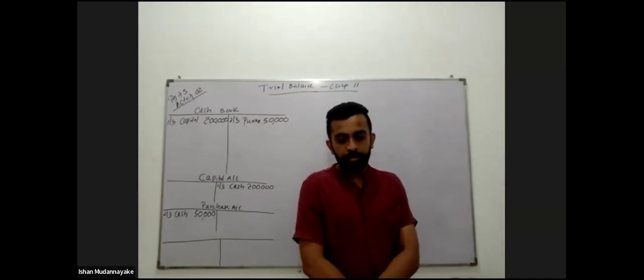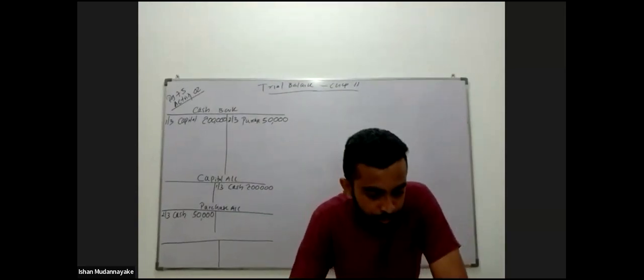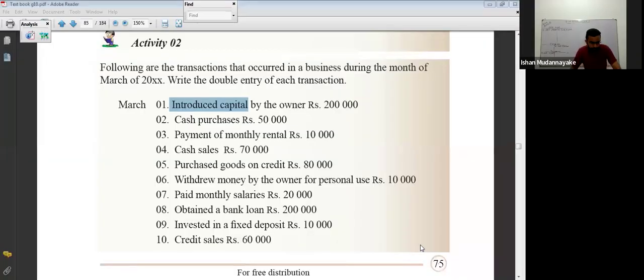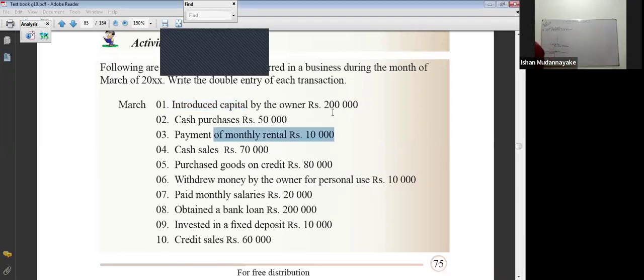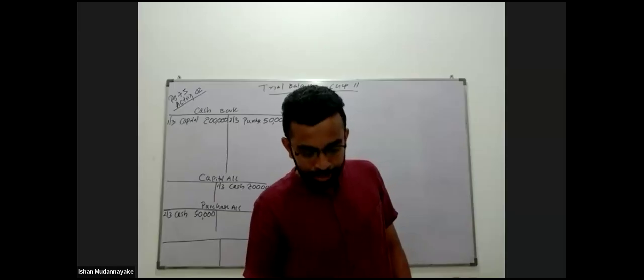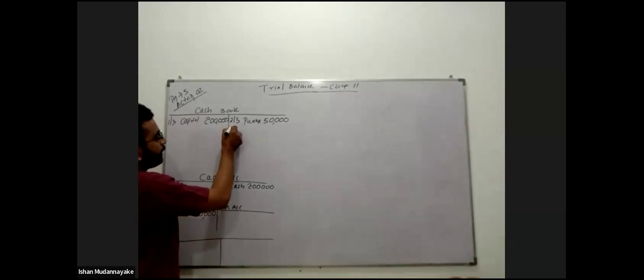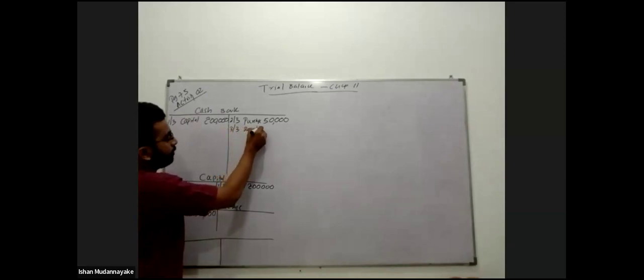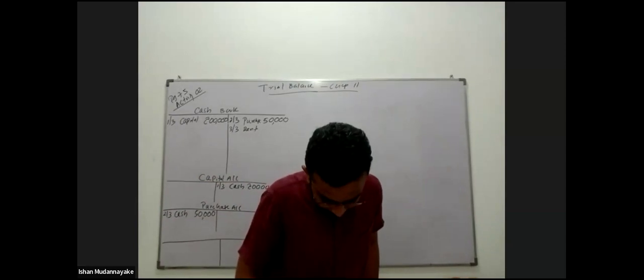Right. Now my next transaction, the third one. A payment of monthly rental 10,000, 3rd March. Cash inflow or outflow? Outflow. Then, if cash outflow, cash would be debit or credit? Credit. Cash book credit, 3rd March, rent 10,000.